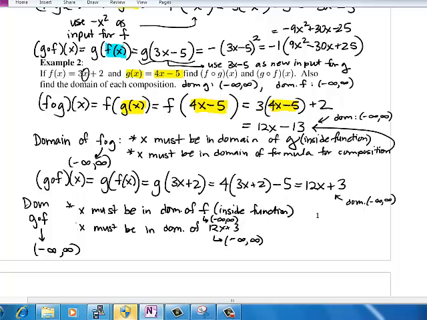But we get this idea that there are two things to check: the domain of the inside function and the domain of the formula you come up with after you've simplified the composition.